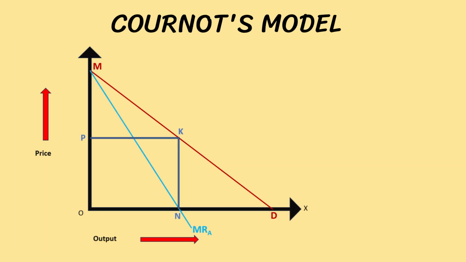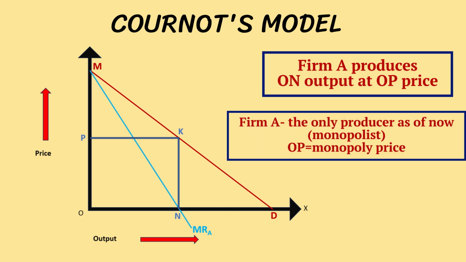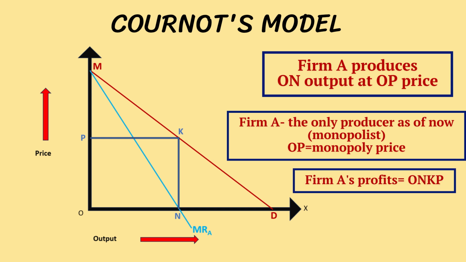From point N, we observe that firm A produces ON output at a price of OP. Since firm A is the only producer in the market at this stage, the price OP is referred to as the monopoly price, and the profit earned by firm A would be the area represented by ONKP.